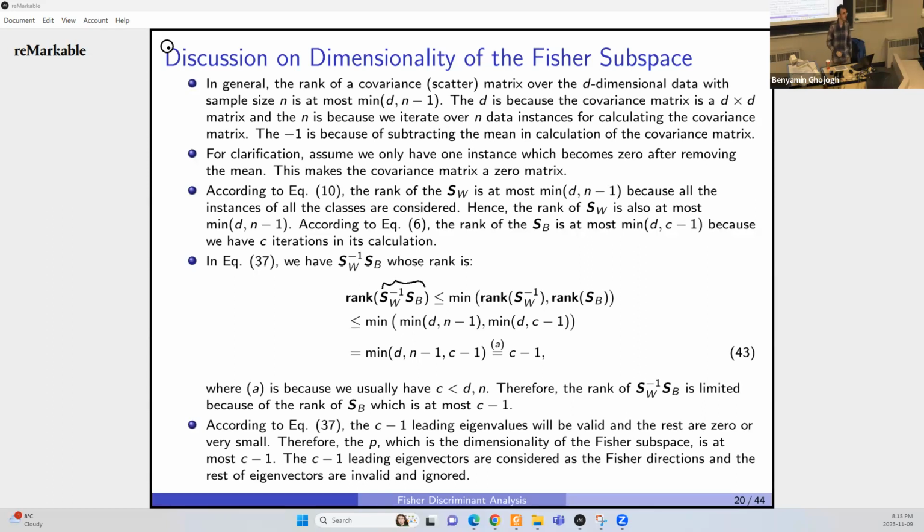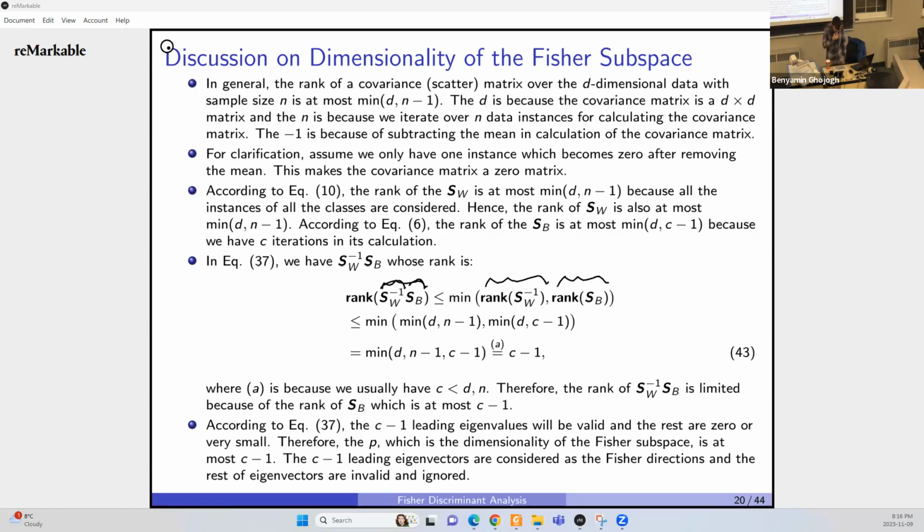Its rank. Every matrix has some rank in linear algebra, right? The rank of SW inverse SB, according to linear algebra, is less than or equal to the minimum of the rank of this and the rank of this. Because it's a matrix multiplication between SW inverse and SB, it's less than or equal to the minimum of the rank of SW inverse and the rank of SB.